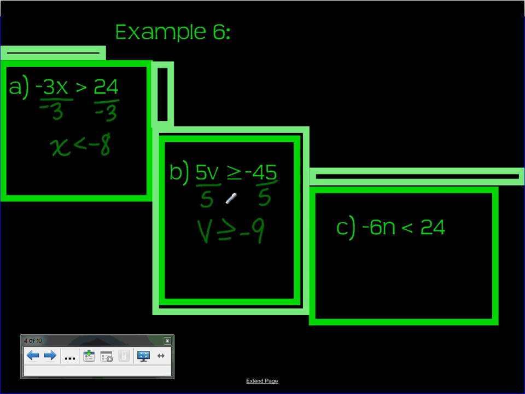Now make sure you realize I did not have to reverse the symbol here because I didn't divide by a negative number. I divided by a positive number. So just because this number is negative doesn't mean that I have to switch it. Or just because my answer is negative doesn't mean I have to switch it. It's only if you're actually dividing by a negative like you are here in example A. Or also in example C. Again, we're going to divide by negative 6, divide by negative 6. So we have n is less than, oops, sorry, I'm telling you wrong here. So n is greater than, we have to switch it, negative 4.